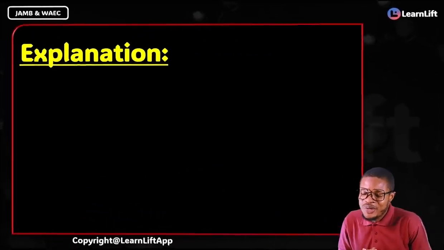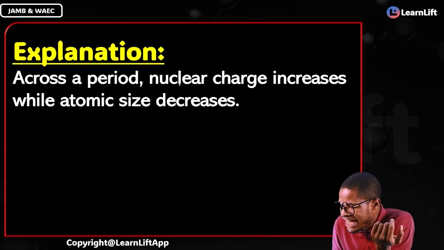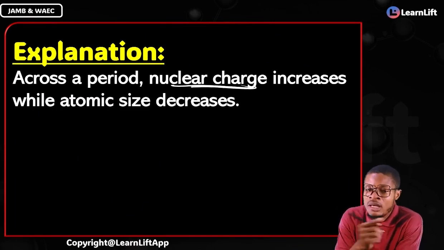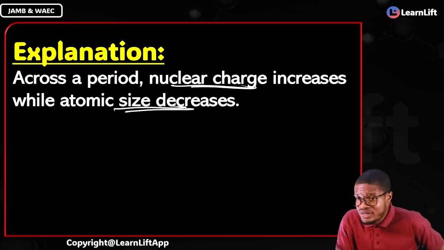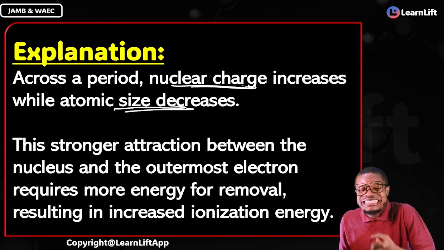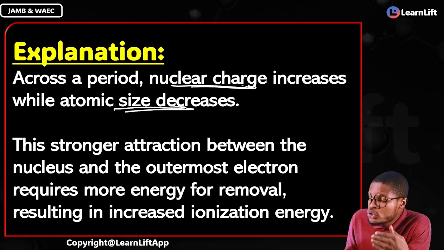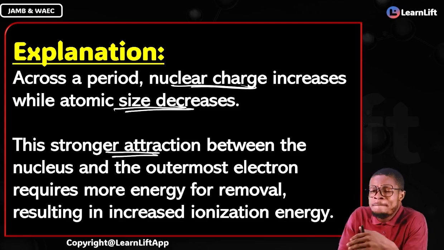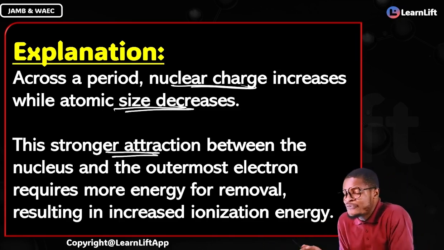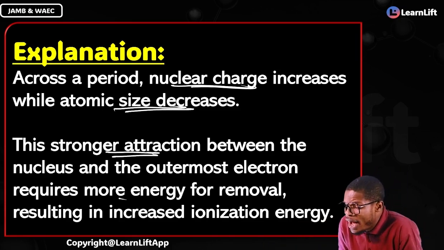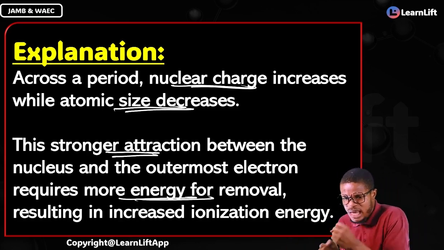Beautiful. I'd like you not to forget this, that across the period, nuclear charge does what? Increases. Across the period, atomic size will decrease, nuclear charge will increase. Don't forget that because there is that increase in nuclear charge, it will result in a stronger attraction between the nucleus and the outermost electron. And because there is a stronger force there, you require more energy to remove a valence electron from it. Are you getting it now?